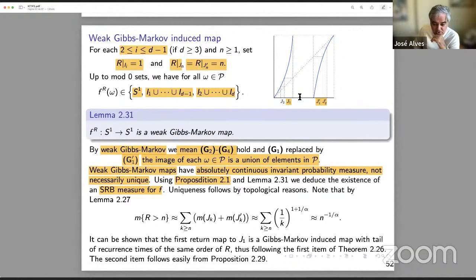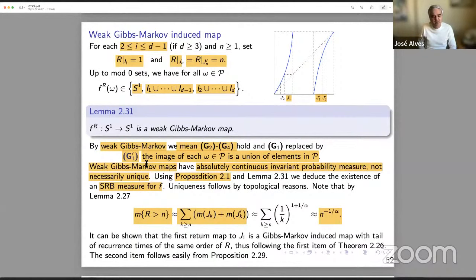And see that the recurrence times have as an estimate the sum of the J's and the J primes. The estimates for J and J prime are the same as those we had before in the interval map, so we arrived at the same estimate. But the problem here is that for the decay of correlation, there's no way. We need to have a Markov, a strong, a full branch map to use Young's result.